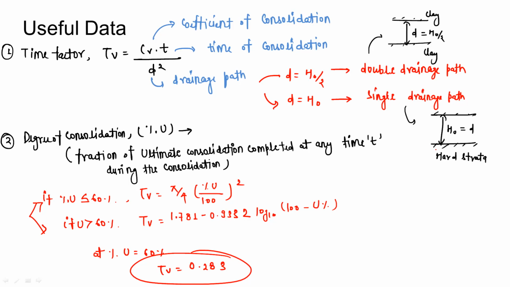And for the second figure, we can see here that it is a clay layer, but here we are seeing that there is a hard strata. So the water will be draining from only one path. So here the drainage path will be single, hence D will be H0.